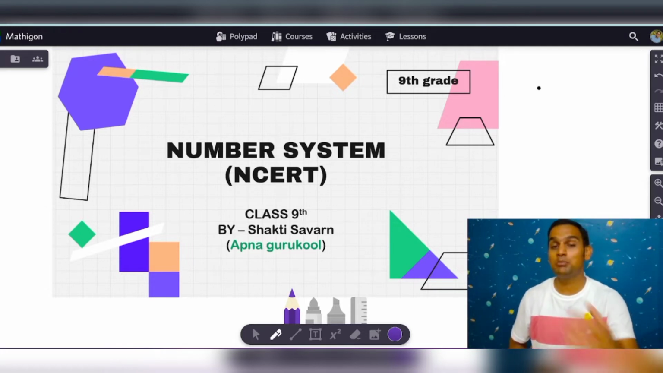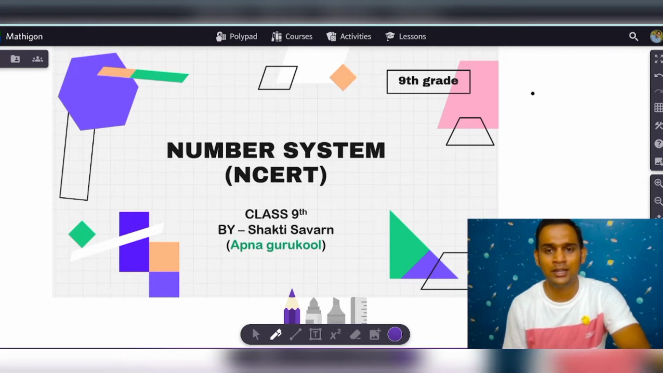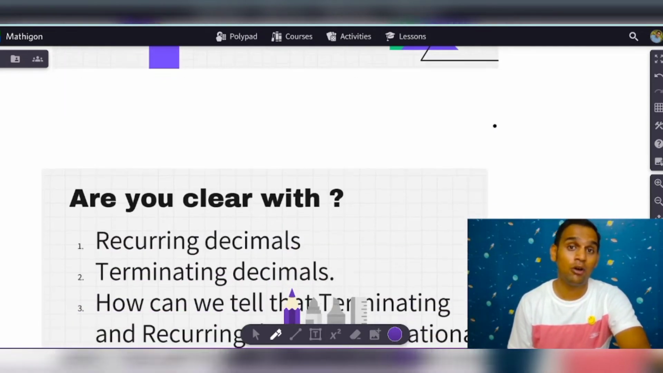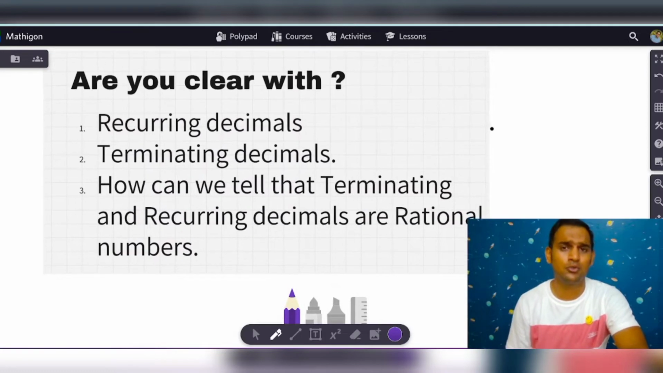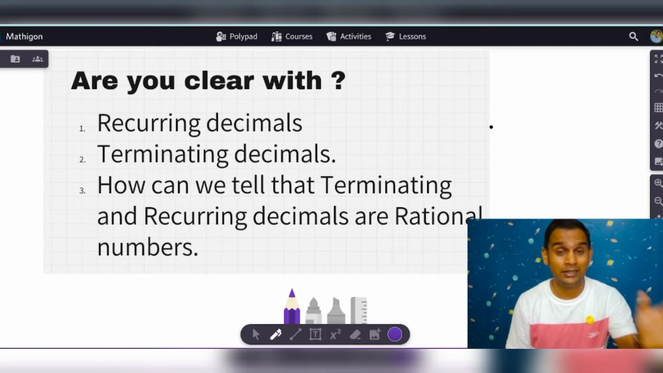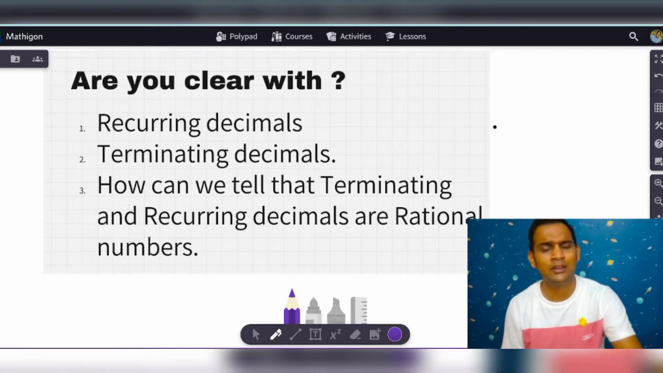We are discussing the number system, the first chapter of class 9's NCERT. And so far we have discussed the definition of rational numbers, irrational numbers, how to plot them on the number line. And we have also discussed recurring and terminating decimals. I hope you are very much clear with that.